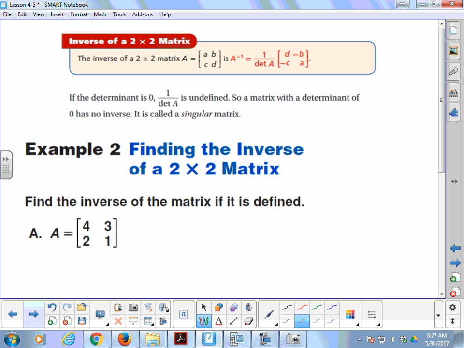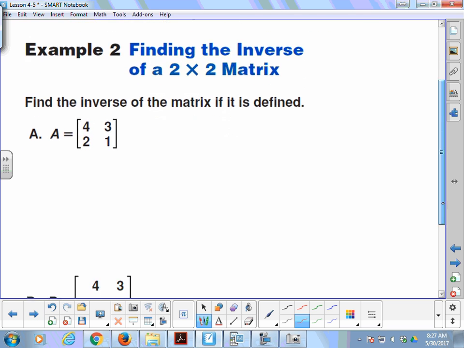So if the determinant is 0, it's undefined. And a reminder, for the determinant, we multiply diagonally and subtract. So a matrix with a determinant of 0 has no inverse. It's called a singular matrix. So we want to find the inverse of these 2 by 2 matrices.